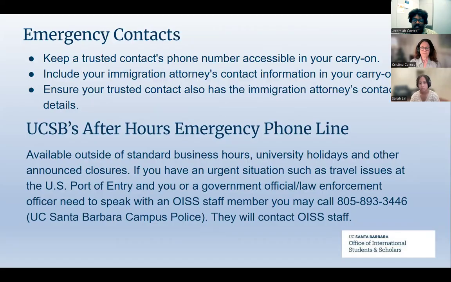For those of you who would like to get in contact with UCSB after hours, we are going to be providing this recording for you. If you do need to get in contact with us, we have this phone number here, 805-893-3446. That'll get you connected with the UC Santa Barbara Campus Police Department, which will get in contact with OISS, and we can work with you in any of the emergencies that you're having.